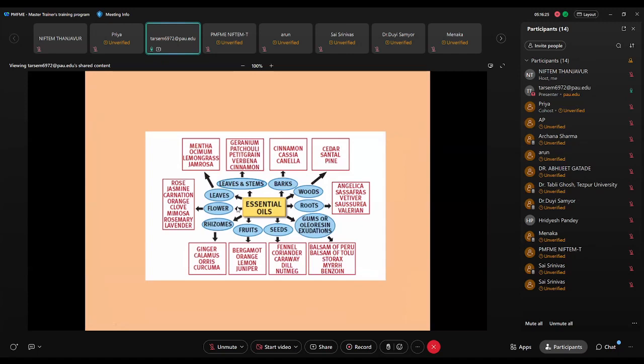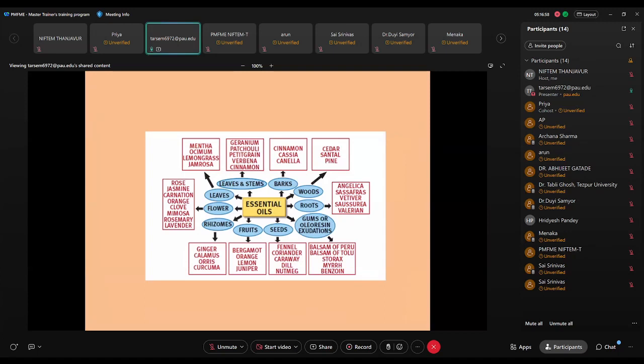Similarly, leaves like mentha leaves are used for extraction. Lemongrass is there, and stems also. So all these are the sources of essential oil. Some of these sources may be valuable products, some may be waste products or byproducts of the system. But as far as extraction of the essential or volatile oil is concerned, almost the same method is employed for their extraction.